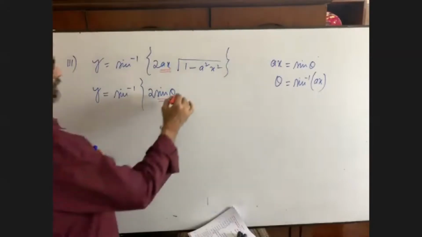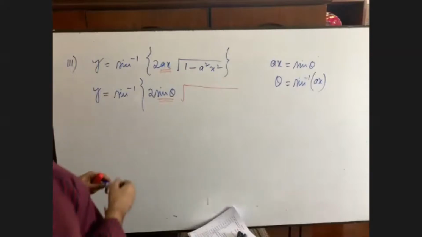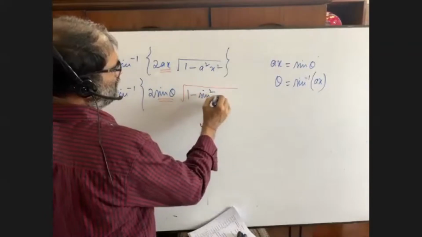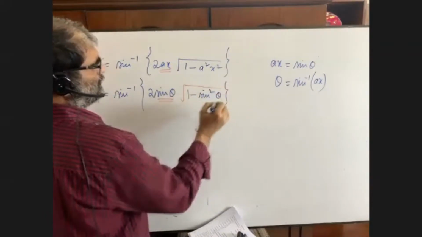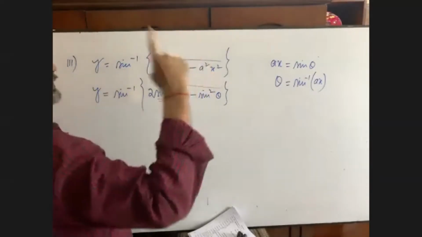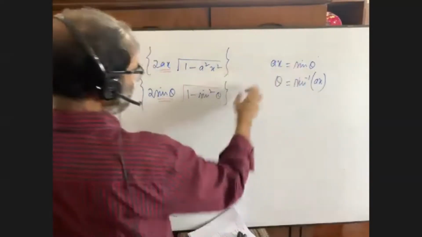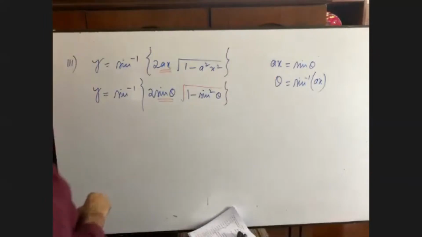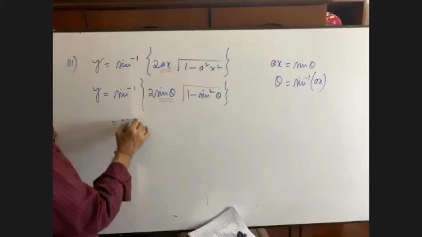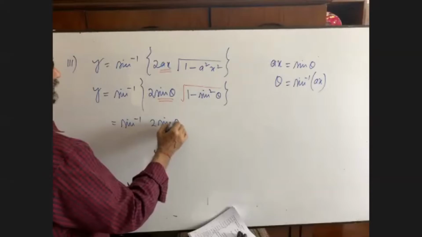Now, root over, here it is 1 minus ax whole square. So can I write 1 minus sine square theta? You please try to understand. Ax whole square, right? If ax equals sine theta, a square x square will be sine square theta. Now it is just to maintain the formalities. Sine inverse 2 sine theta, and it is cos theta.